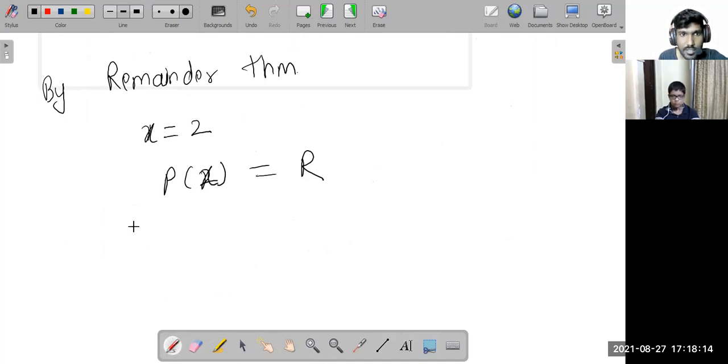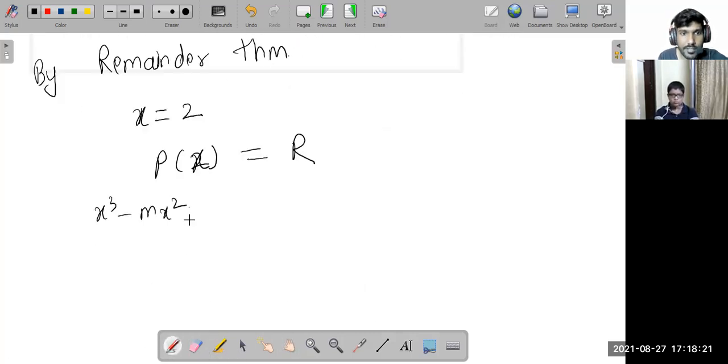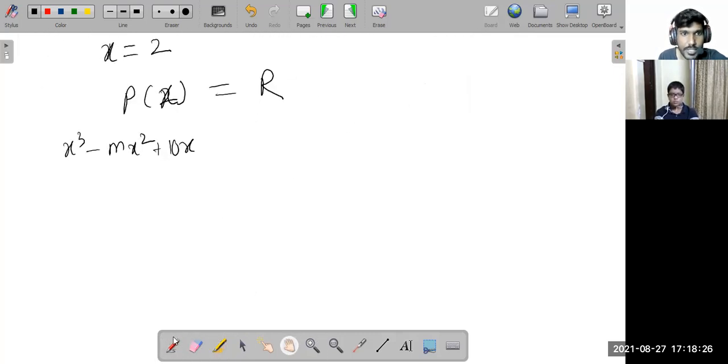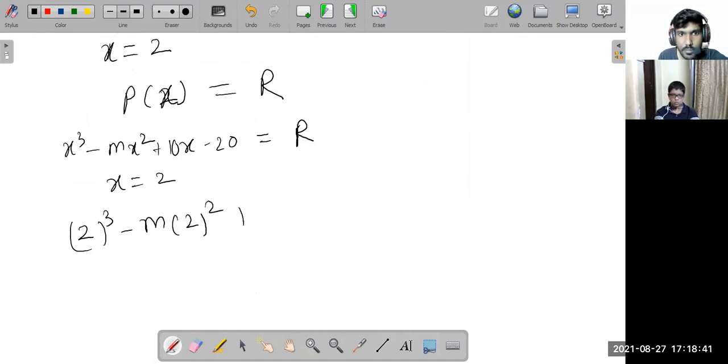Okay, so here our polynomial is p(x) equal to 0. I'll write it like this: x cube minus m x square plus 10x minus 20. This is the polynomial and that equals the remainder. So you have to substitute x as 2. So this becomes 2 cube minus m into 2 square plus 10 into 2 minus 20 is equal to the remainder, which is 0. Understood this much?